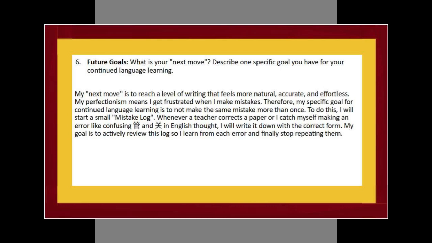To do this, I will start a small mistake log. Whenever my teacher corrects a paper or I catch myself making an error, like confusing two similar words in English, I will write it down with the correct form. My goal is to actively review this log so I learn from each error and finally stop repeating them.